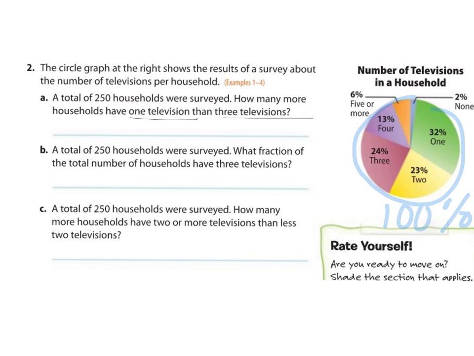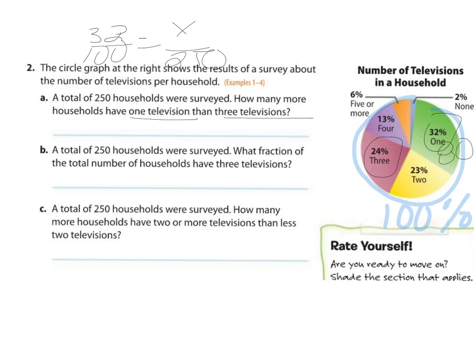So let's look at these televisions. How many have 1? Well, we have 32, but that's a percent. And then how many have 3? We have 24%. So let's set those up. We have 32% out of 100 equals x over 250 for the 1 television houses. So we're going to do 32 times 250. That gives us 8,000. Then we're going to divide that by 100. So that gives us 80. So this right here is worth 80.